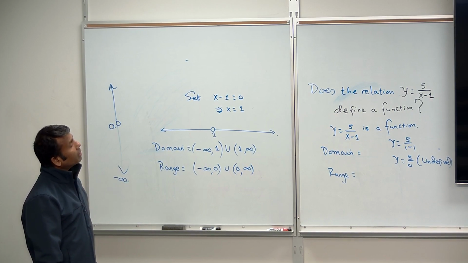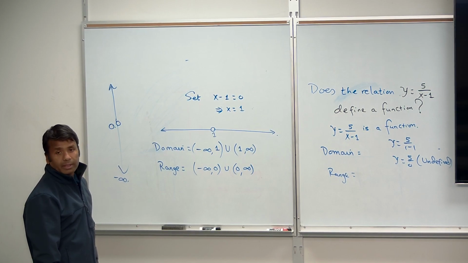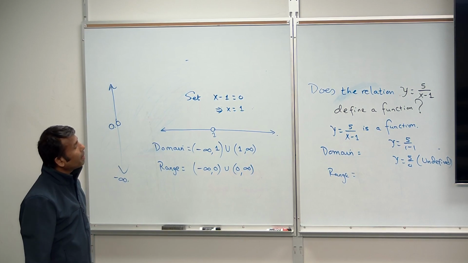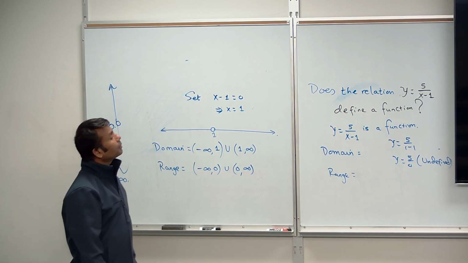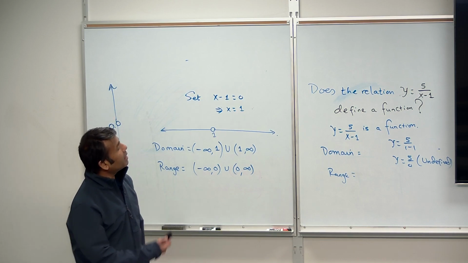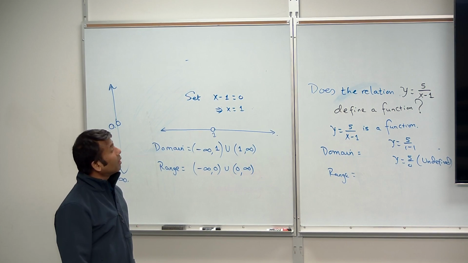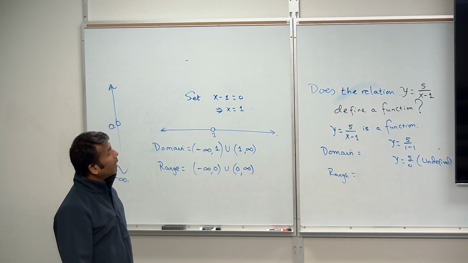So this is a function, right? And that is the domain and range. Did you understand that? Okay. So now we did this, this is the definition. Now function notation.